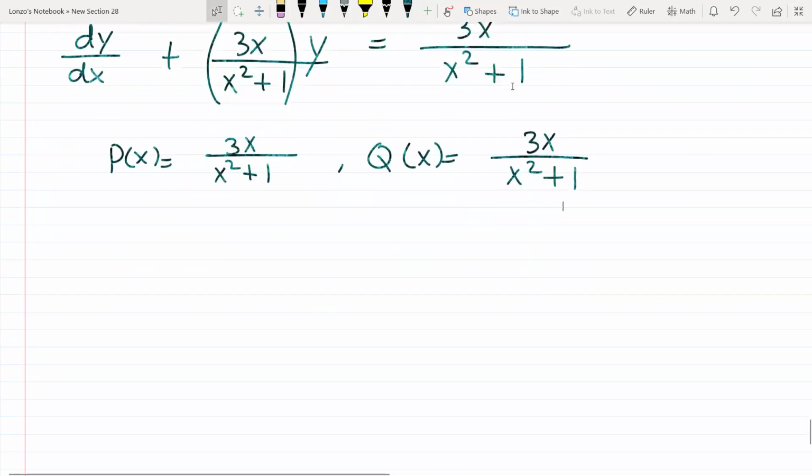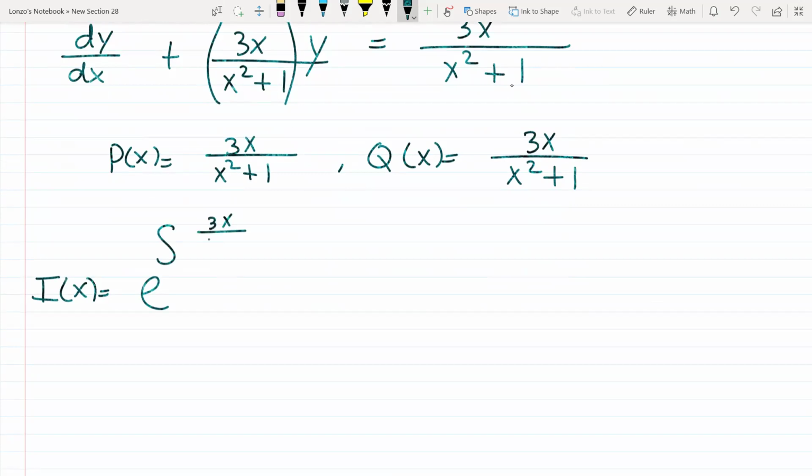Okay. Now let's find our integrating factor. My I of x is e to the integration of p of x, which is 3x over x squared plus 1 dx. How would you do the integration of this?